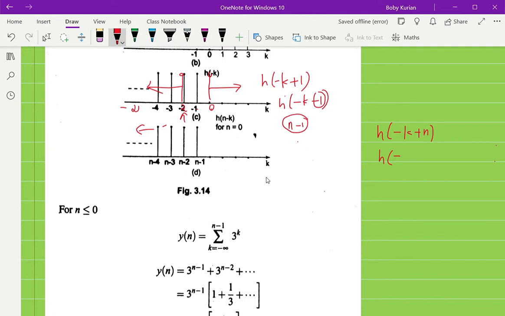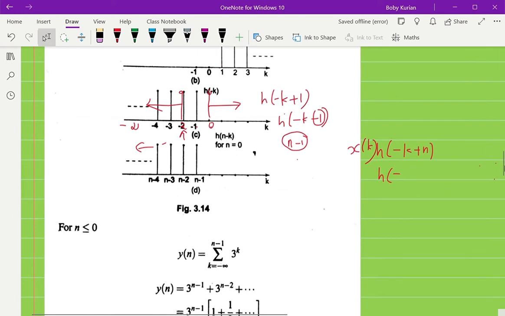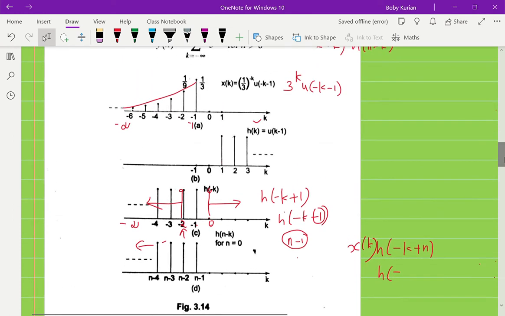Okay, so we can see we have to multiply h of minus k minus n and x of k. X of k we already obtained. So what is x of k? X of k is here. X of k in fact ranges from minus infinity to minus 1. Whereas the second signal, h of minus k minus n, depending upon the value of n, can be shifted to the right or to the left.